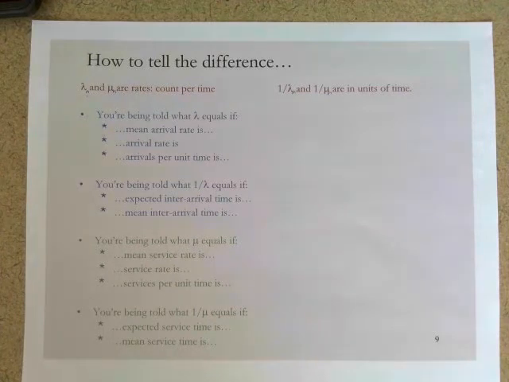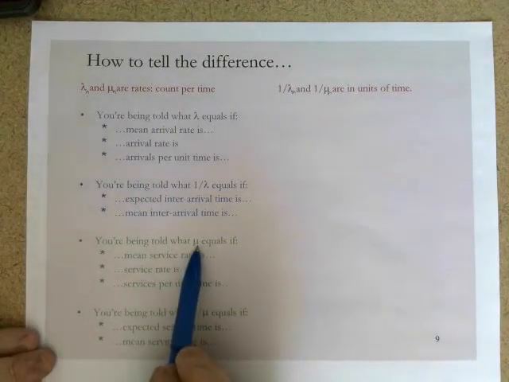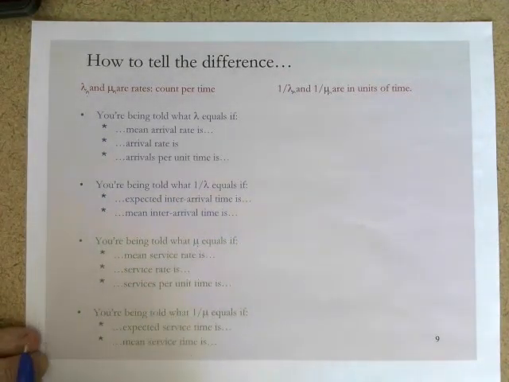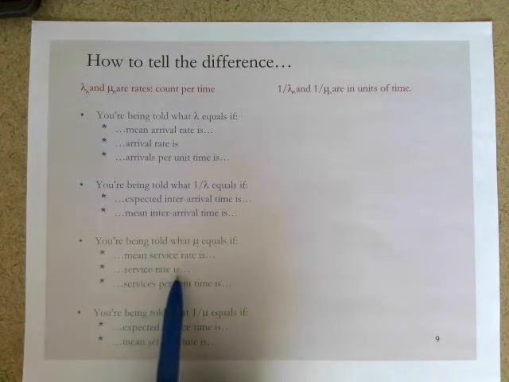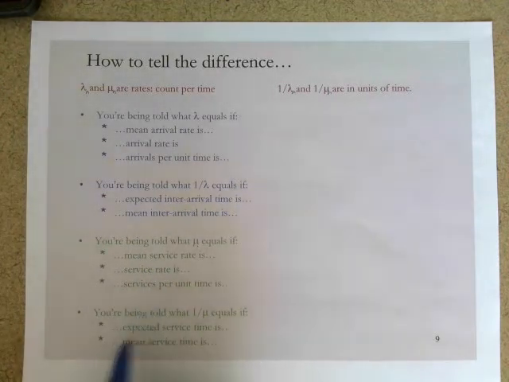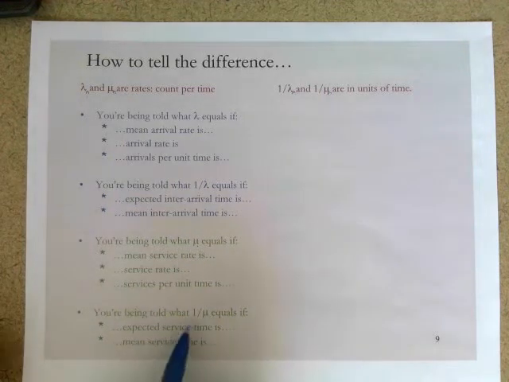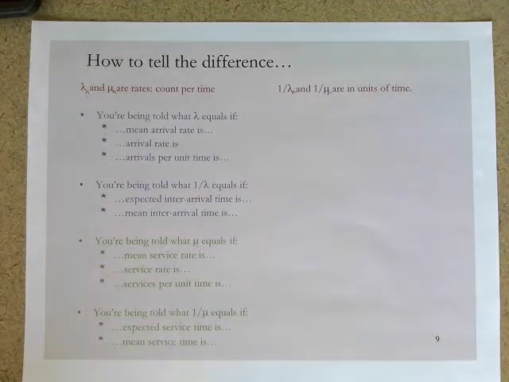Yeah, we're good. Okay. You are being told directly what the service rate is if you're told mean service rate is, service per unit time is. You are being told the expected service time, or 1 over mu, if it says expected service time, or mean service time. So I wanted to clarify that. Most of you already know that, but it is something that you have to get used to, and it's something that certainly tripped me up a bit when I was first learning some of these things.